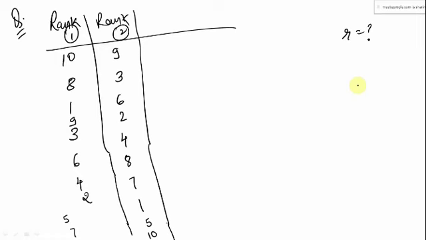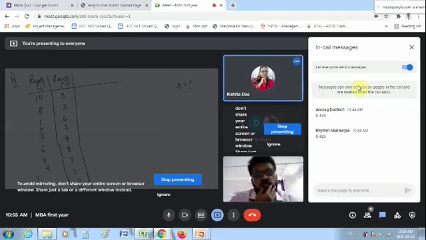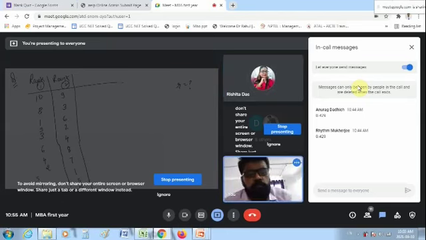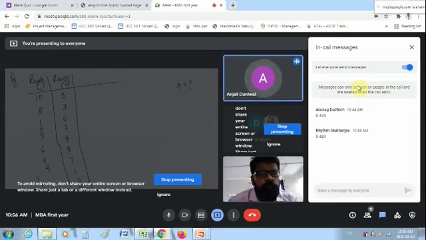Sir, 0.25. Yes, sir. 0.248. 0.248 can be that, yes, 0.25. So two people are getting it, Divya and Rishita, I guess. Yes, sir. 0.249. Okay, Anjali is saying 0.248.